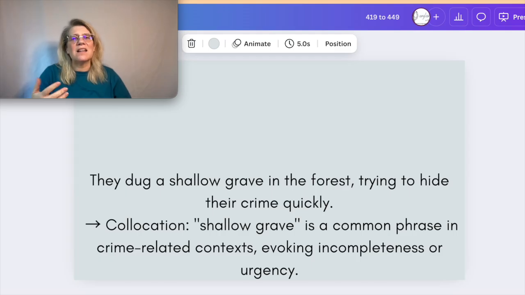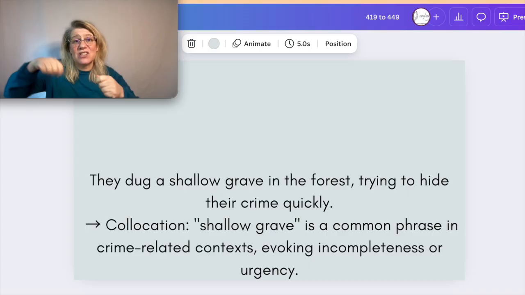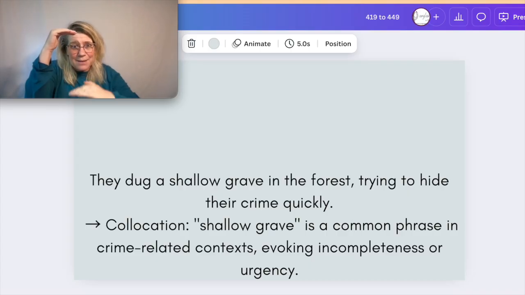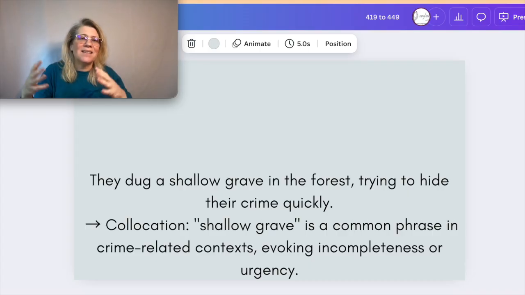They dug a shallow grave in the forest, trying to hide their crime quickly. A shallow grave is usually crime related. You're doing something fast. You just dig a hole that's not deep, only to here, and quick, put the body in, cover it up, and run away. A shallow grave is going to be found.